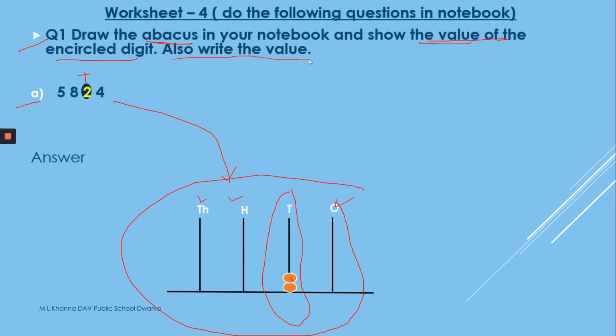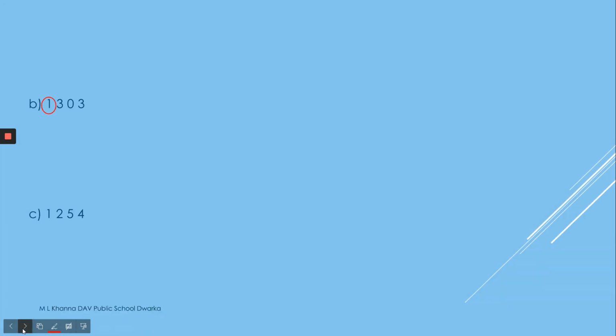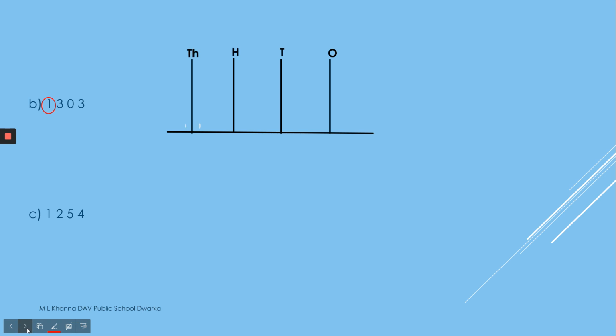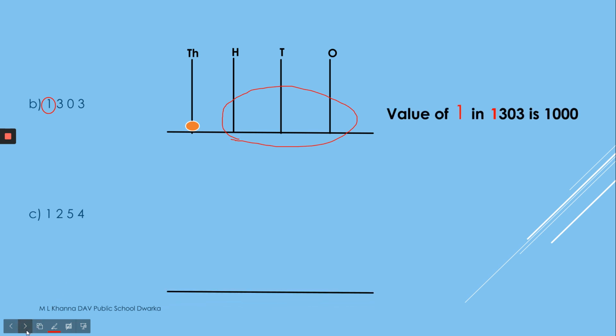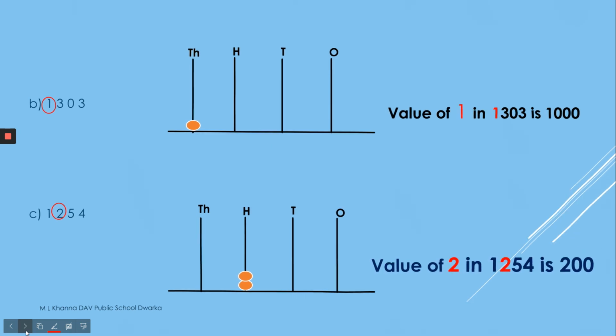Second part is also write the value. So what is the value of 2? 20. Very good. In part B, again, you have to draw the abacus. And what is the place of 1? That is 1000. So in 1000 stick, you'll be drawing one circle and remaining sticks will be left empty. And you also have to write the value of 1. In C part, again, draw the abacus and in 100 place, draw two rings and write the value.